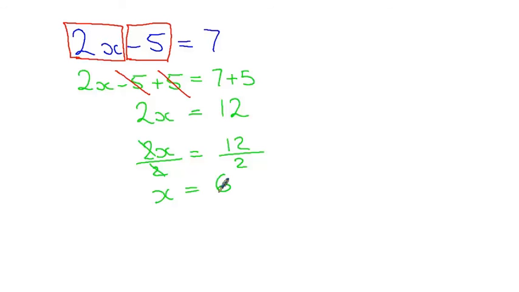Quickly now, sub that back up into your original equation. 2x take away 5 equals 7. 2 times 6 is 12. 12 take away 5 equals 7. So we know we got the correct answer.